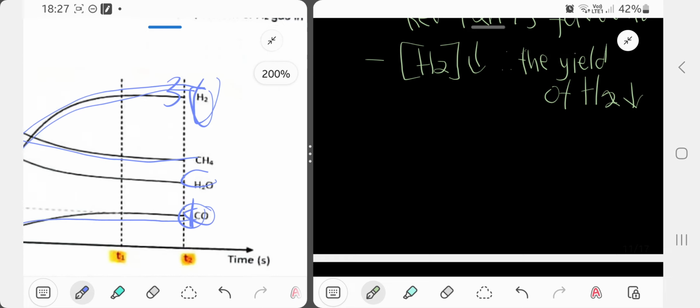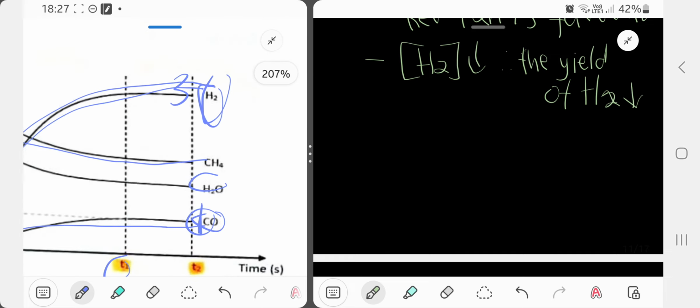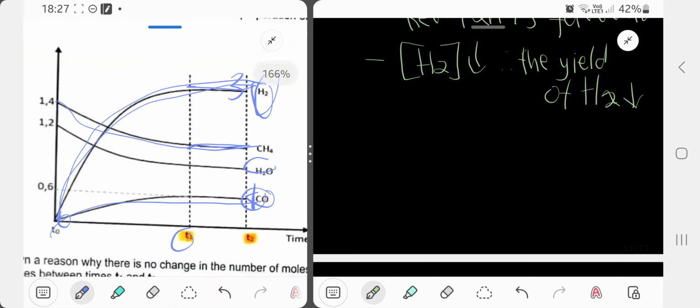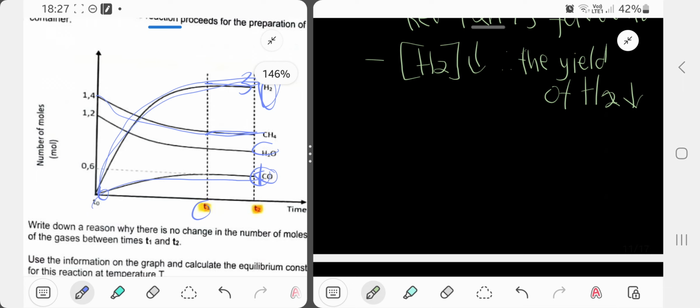Now we can see that at T1, these graphs go flat. So what this tells us is that there is a constant number of moles. It does not necessarily mean that the reaction is complete, because if the reaction were complete, we would see the limiting reagent being used up. As we can see, the 1,4 and the 1,2, which were the reactants, none of them went down to 0, which means none of the limiting reactants have been used up. So the reaction is not yet complete.